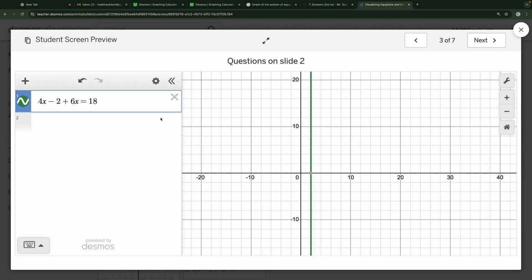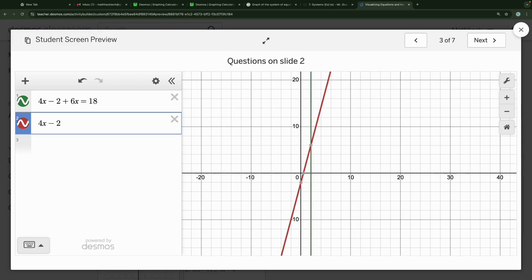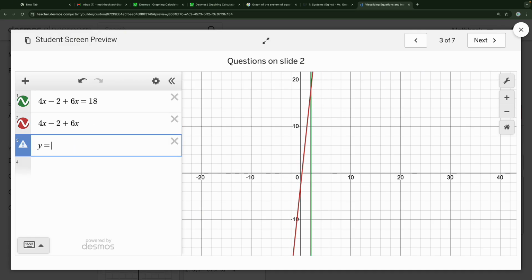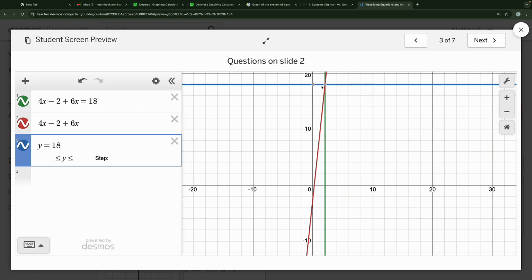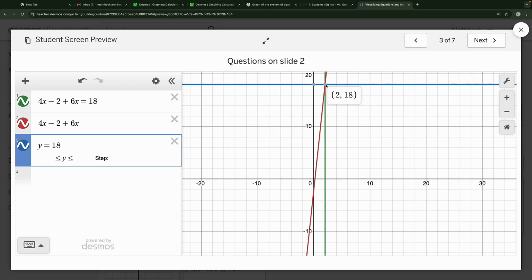So when we change it into x, then we get the answer as 2. Or as I said, you can separate it as 4x minus 2 plus 6x, then y equals 18. The same thing, and it will give us the answer, 2. So either way you can get the answer to be 2.